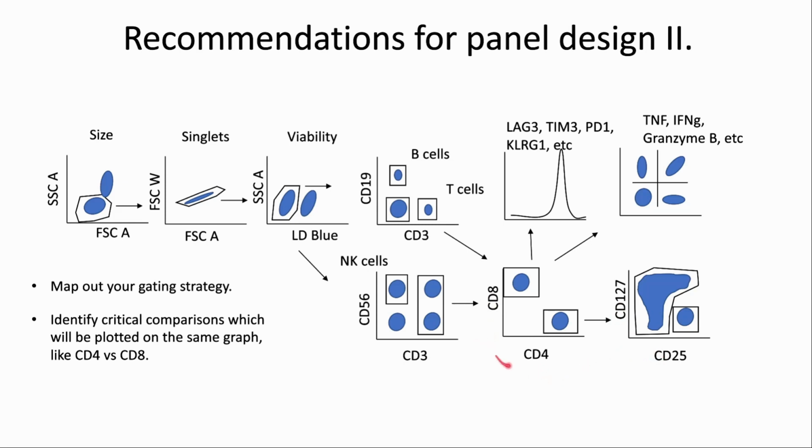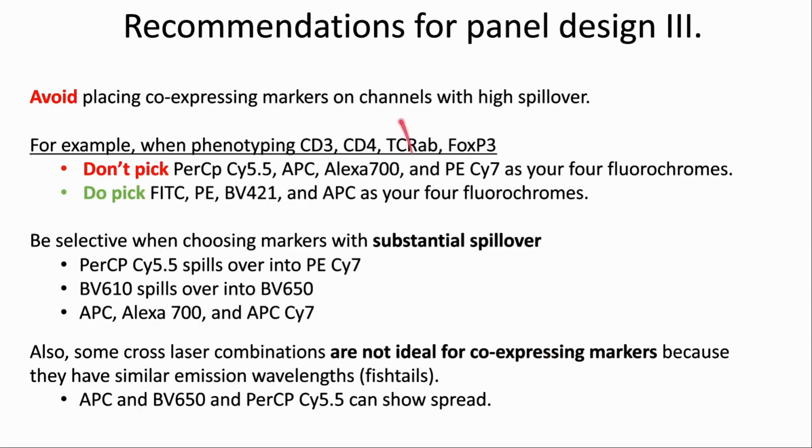While CD4 and CD8 would not be co-expressed, CD127 and CD25 would be co-expressed on the same CD4 T cell, and for this receptor pairing, it would not be advisable to choose neighboring fluorochromes such as BV605 and BV650 for CD127 and CD25. This is the next recommendation: avoid placing co-expressing markers on channels with high spillover. In this example, if we are looking at FOXP3 positive T cells, which are CD3 positive, CD4 positive, TCR alpha beta positive, and FOXP3, we would not advise selecting PerCP Cy5.5, Alexa 700, and PE Cy7 as your fluorochromes. Instead, we would suggest an alternative set of four fluorochromes to include FITC, PE, BV421, and APC.